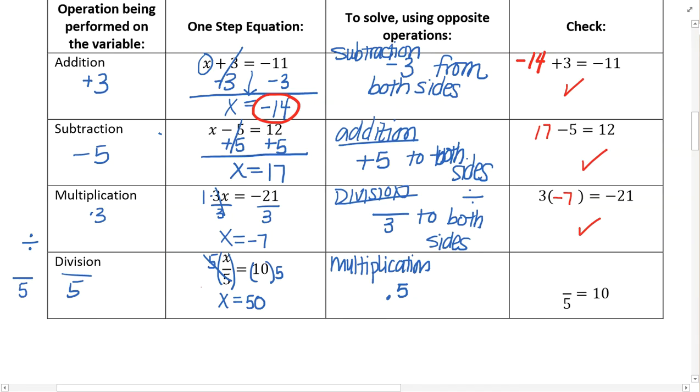Now, if you looked at this problem originally and you thought the answer was 2, that's a very common mistake because you're thinking about 10 and 5 and dividing. But we need to think what divided by 5 gave us 10, and the answer is 50. 50 divided by 5 is 10.